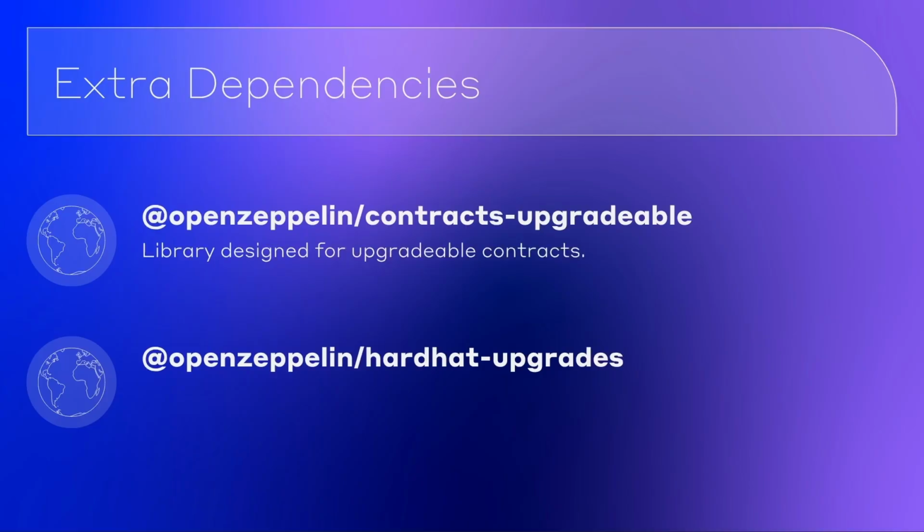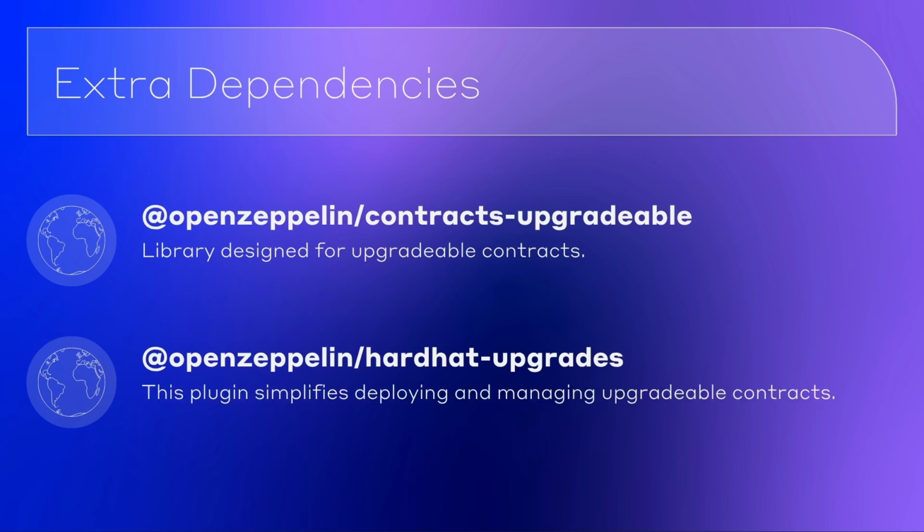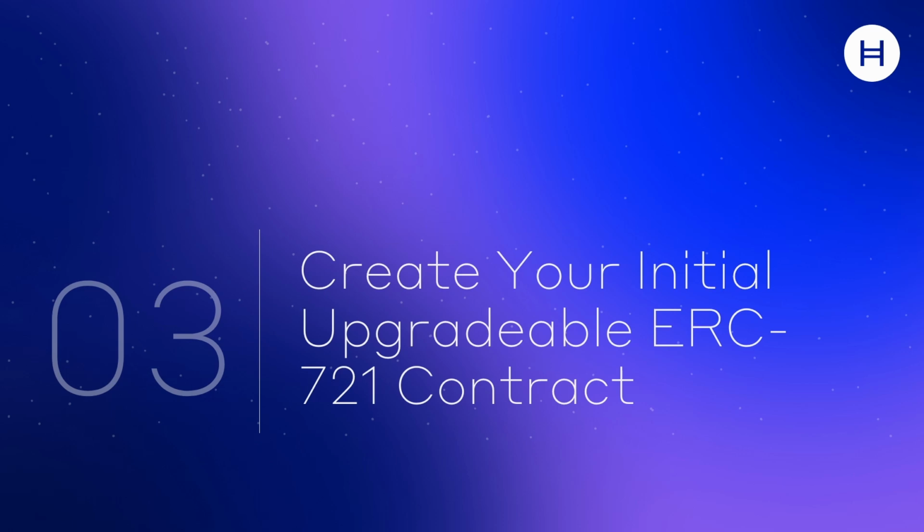And further, we have the OpenZeppelin Hardhat Upgrades plugin. This Hardhat plugin simplifies deploying and managing upgradable contracts. It provides utilities like deployProxy and upgradeProxy and automatically manages the underlying proxy contracts. This plugin is imported in the hardhat.config.js file, so we can use it directly. Okay, thirdly, now let's create our initial upgradable ERC-721 contract.